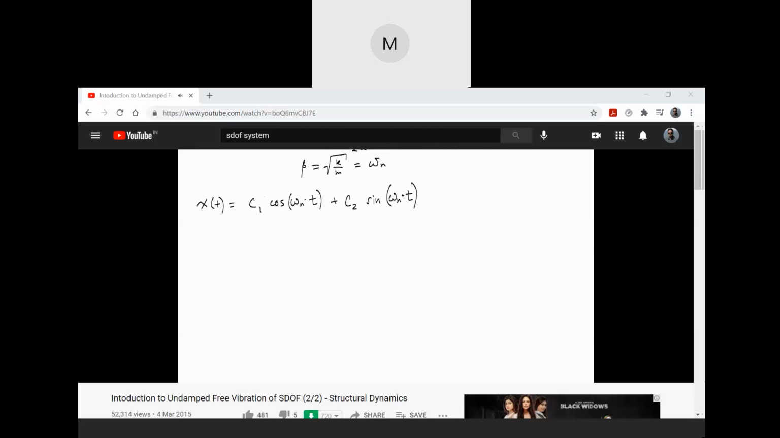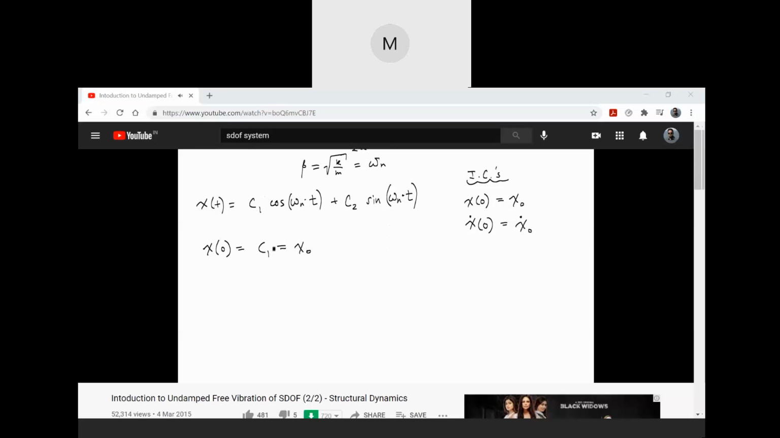And then you can solve for these constants using the initial conditions. If you remember, our initial conditions were that initial position, or initial displacement, that we provide, we call that x0, and our initial velocity we said was x dot 0. In order to solve for these constants, c1 and c2, I could say when x of 0 is equal to c1 cosine of 0, which is c1, plus c2 sine of 0, which is just 0, that is equal to x0.